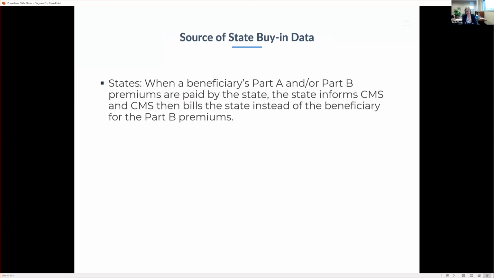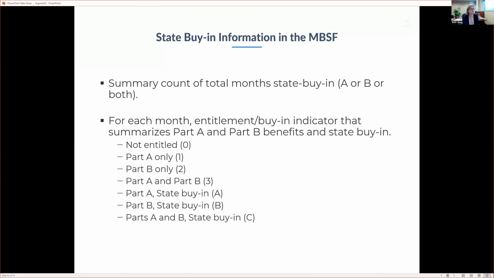The state buy-in data, so the state contribution, is the state tells CMS directly. The point of all of this is that CMS bills the state instead of the beneficiary. So the beneficiary won't get premium notices, and if they get help with cost sharing, they won't get the bill saying you owe a $15 copay or a 20% copay. That will all be sent to the state, and the beneficiary themselves won't even know about it. So the states and CMS communicate very closely for these people.